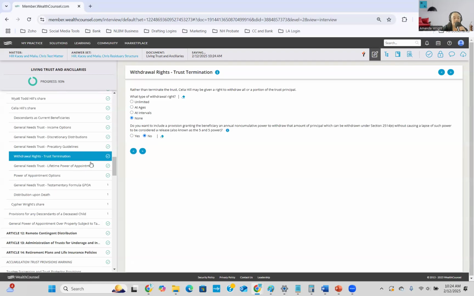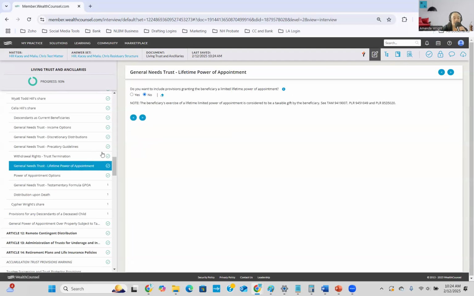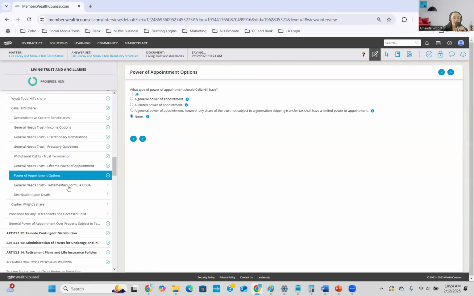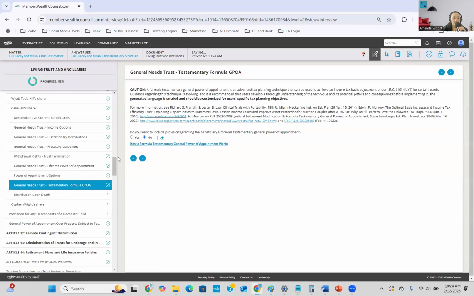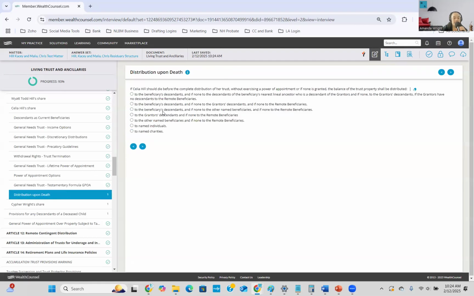I'm not going to give her power to direct these assets to anybody. We're definitely going to say no to that. And at her death, it can go to her descendants, if none to Casey and Chris' descendants in trust here. That's what happens when Celia passes away.